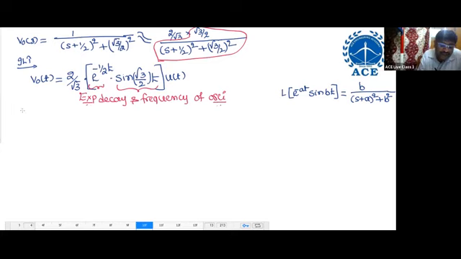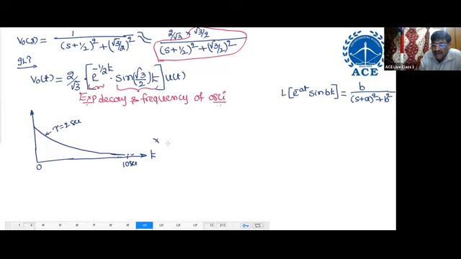Now draw the response. This is t. First I'll draw the exponential decay, minus 1 by 2 t. This is exponential decay, so what is the time constant? 2 seconds. The time constant is 2 seconds. It reaches the steady state by 10 seconds. Product with sinusoidal oscillations. What is the resultant? Like this, sinusoidal oscillation.